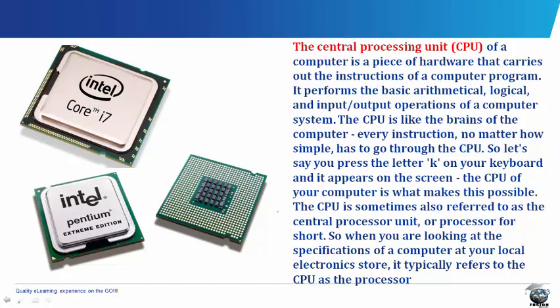Let's take an example. Suppose you press the letter A on your keyboard, it appears on the screen. The CPU in your computer is what makes that possible. The CPU is sometimes also referred to as the central processor unit, or processor for short. So when you're looking at the specifications of a computer at your local electronics store, it typically refers to the CPU as the processor. So don't go telling them, I'm going to buy a central processing unit. Just say, I'm looking for a processor.